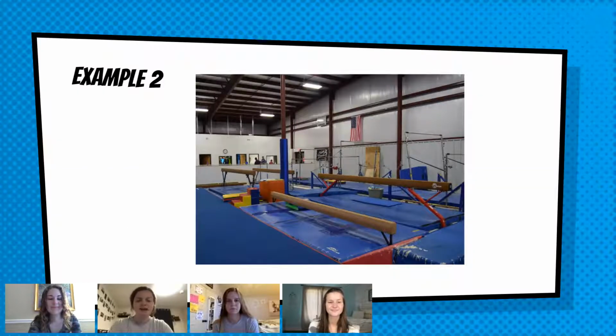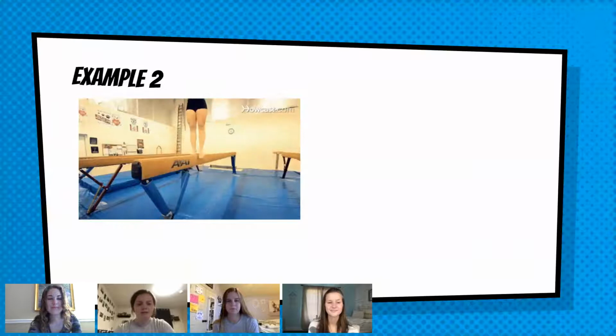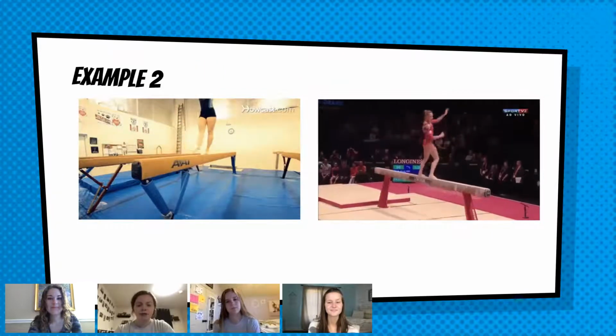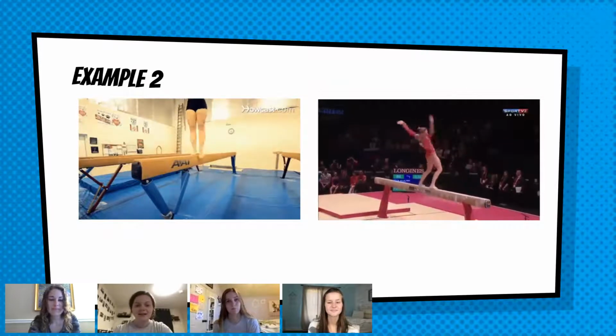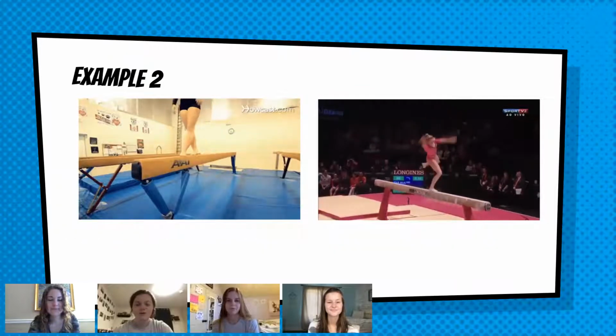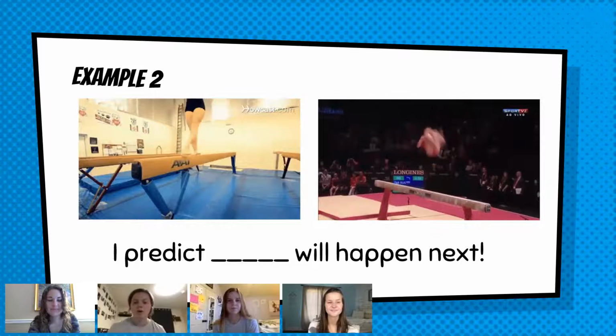So our second example is we are at a gym with our friend Maria. Our friend Maria is on the balance beams walking on them, and she's about to do some tricks. You look over and see your friend Maria do a trick, and then she suddenly loses her balance. What do you think will happen next? Remember, we are going to phrase our answer as I predict blank will happen next. So, what do you predict will happen to Maria on the balance beam?